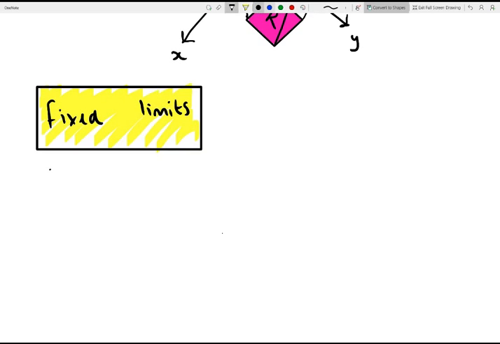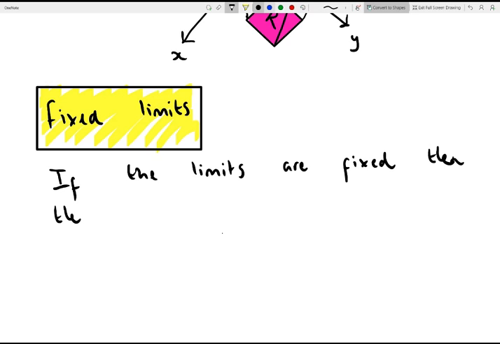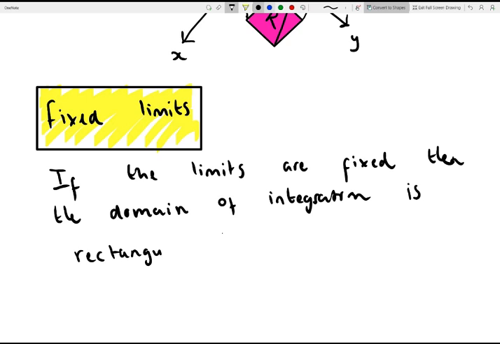Okay, so what are fixed limits? Well, if the limits are fixed, then the domain of integration, okay, so this is our region we keep calling R, is rectangular or square, etc. So not triangular. When the limits are just four numbers, a, b, c, and d, and our region is rectangular or square, then we say the limits are fixed.